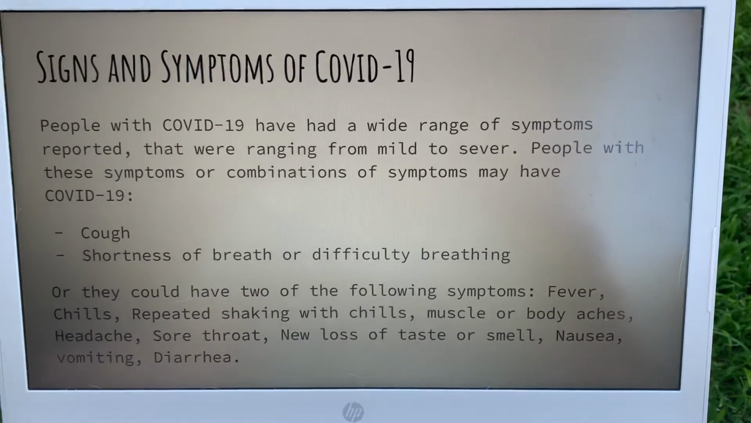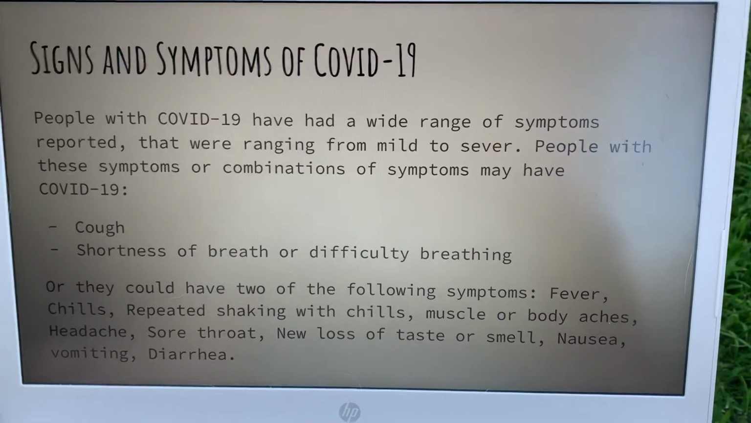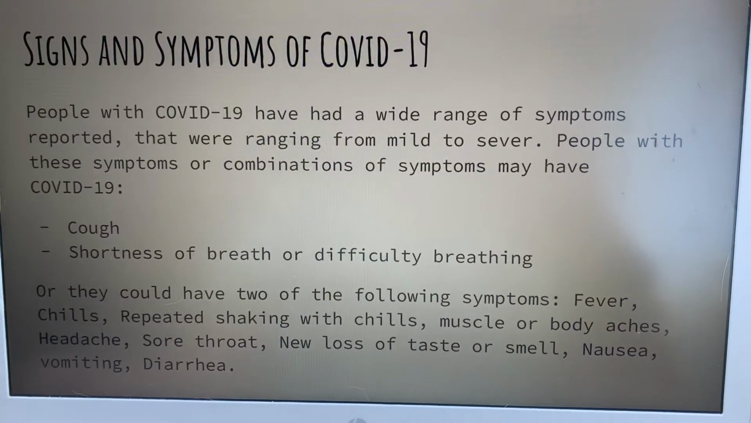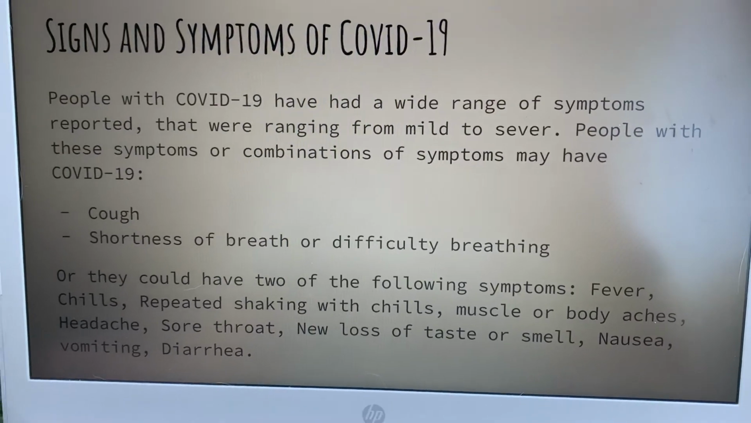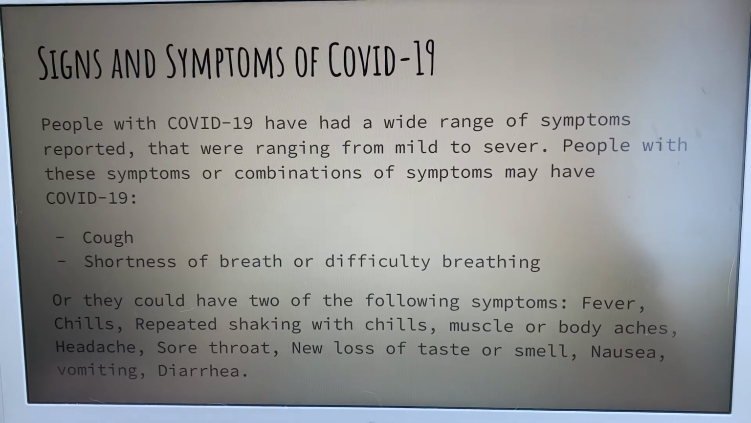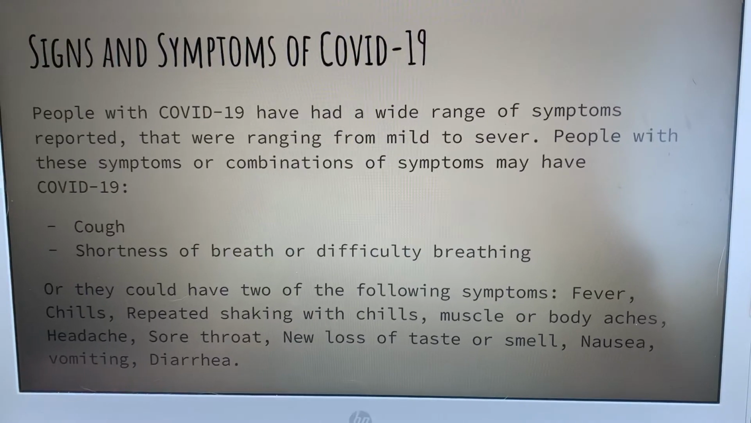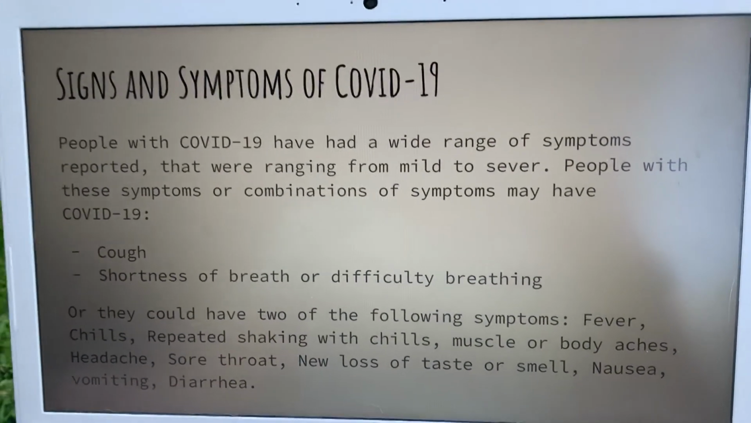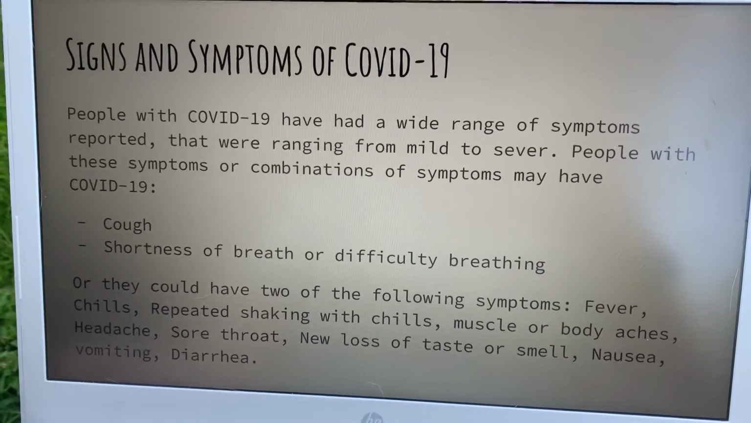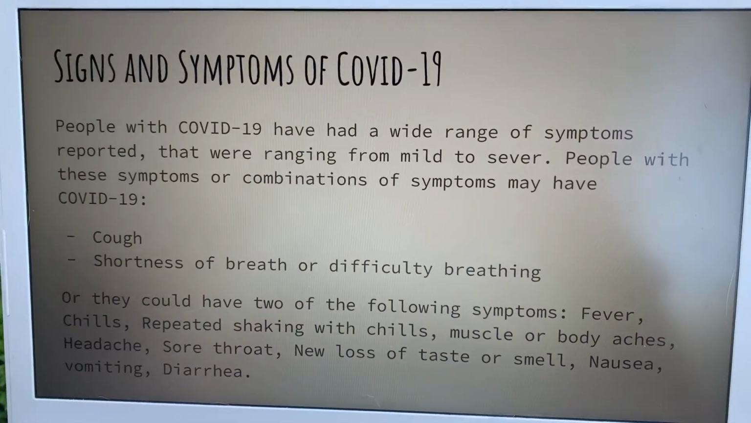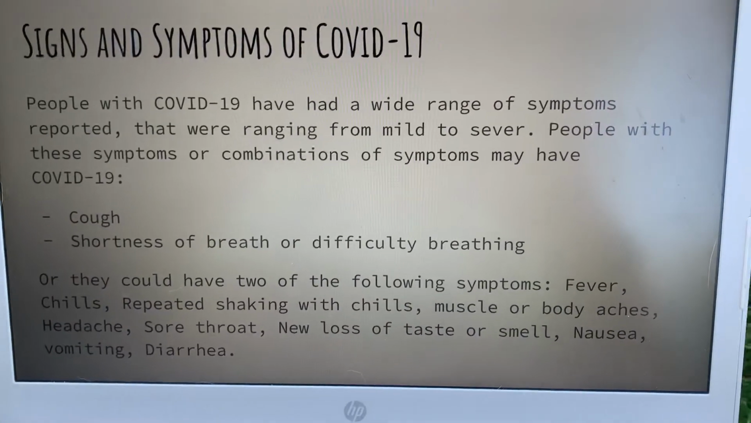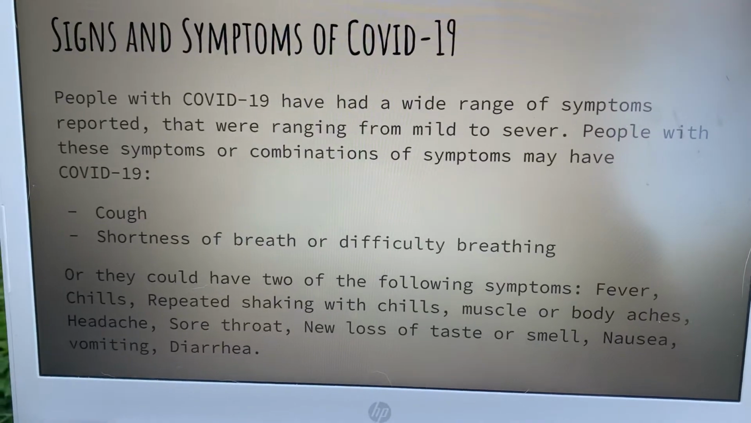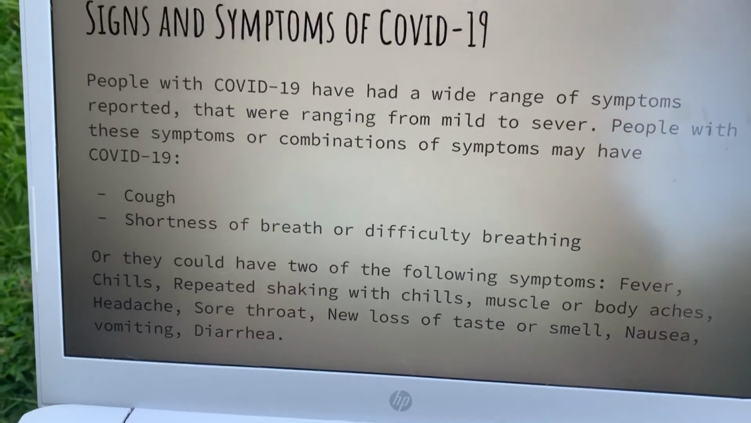The main ones are cough, shortness of breath, or difficulty breathing. Or you could have at least two of the following symptoms: fever, chills, repeated shaking with chills, muscle or body aches, headaches, sore throat, new loss of taste or smell, nausea or vomiting, or diarrhea. Now, some of these signs and symptoms can also mimic the flu. So if you don't know what you have, I would just go to the doctor, get tested, and then stay at home.